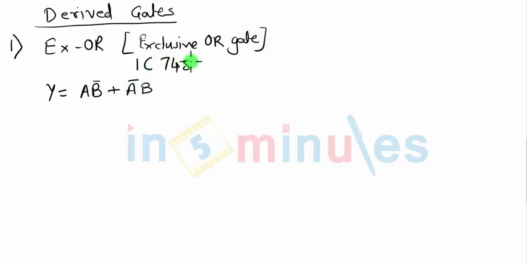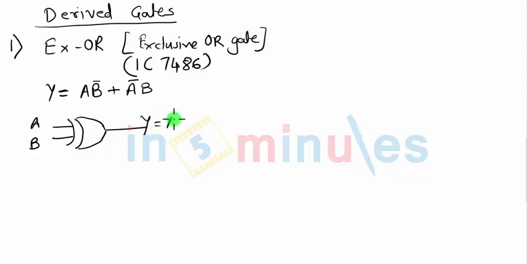IC 7486 is the logical IC name for XOR gate. So expression Y = AB̄ + ĀB is the expression for XOR gate, and the logical symbol for XOR gate is as follows. There are two inputs A, B. We have modified the OR gate likewise to get the output Y = AB̄ + ĀB, and this can be written in short form as A XOR with B.